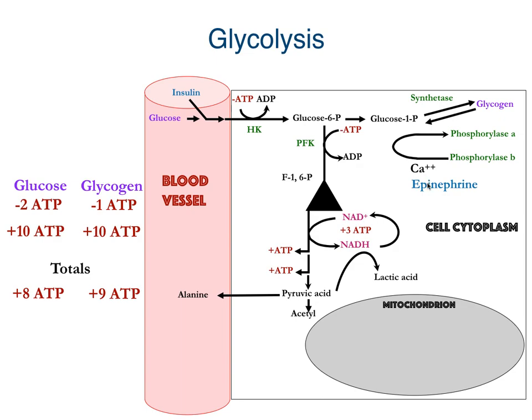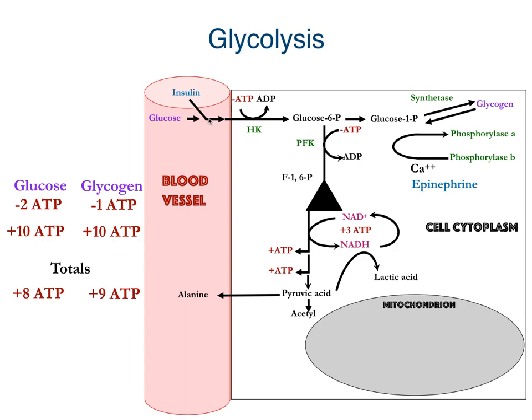Calcium from muscle contraction, epinephrine from fight or flight activates phosphorylase B, turns into phosphorylase A. From here, we start bringing glycogen down into glucose 1-phosphate. Phosphofructokinase acts on it, and we lose only one ATP. So right here is the difference.